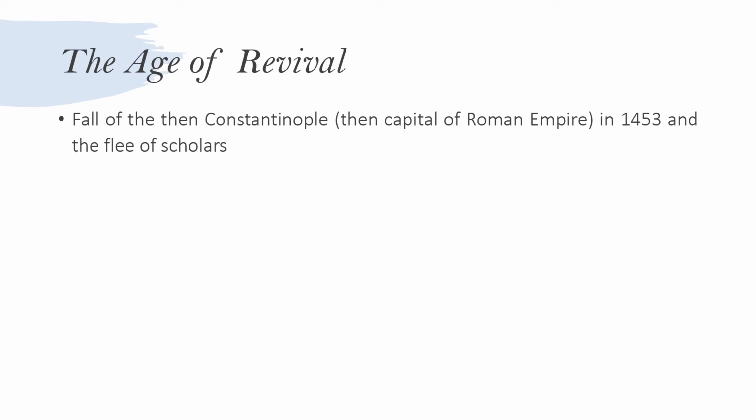Constantinople was the seat of learning and knowledge. There were many scholars in Constantinople, and as it fell, the scholars from Constantinople fled to different parts of Europe. And as they fled, they took with them the ancient Greek and Roman literature. Those scholars had profound influence on the poets of this period.